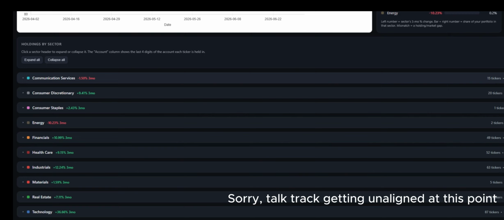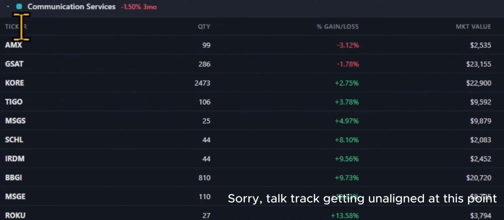So collapsing this list, I can see under communication services, which is returning negative 1.50, I have 15 tickers in here pulling from my Schwab account for a total amount of 310,000. So I should be selling, if these tickers don't beat benchmark, selling these tickers and moving this 310,000 into an area that's returning more. So for instance, here, financials, industrials, technology, etc.